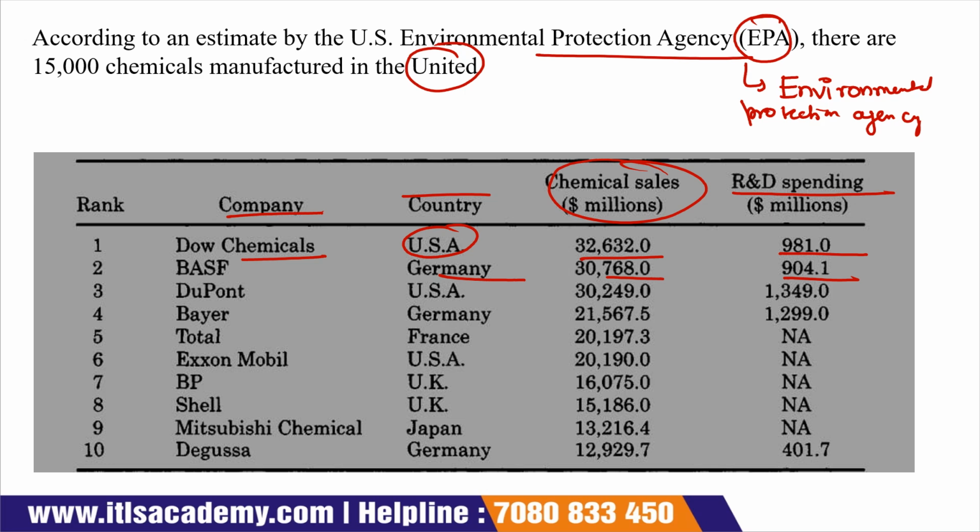Okay, so Shell is a company which belongs to the UK, and their chemical sales are around 15,186 million dollars, and for R&D it is not applicable. Okay, means that the data is not present. How much money they are spending on R&D, their data is not present. So here is the list of the companies according to their rank, which country they belong to, how much their chemical sales are and how much they spend on R&D.